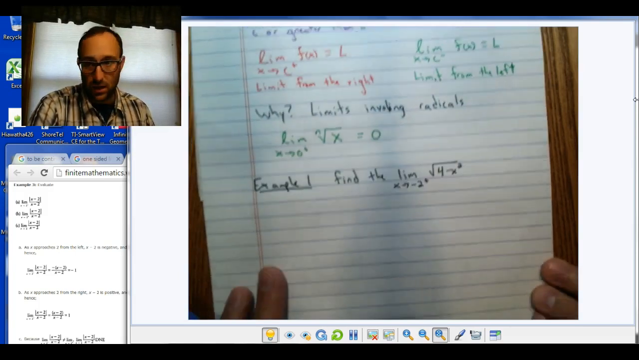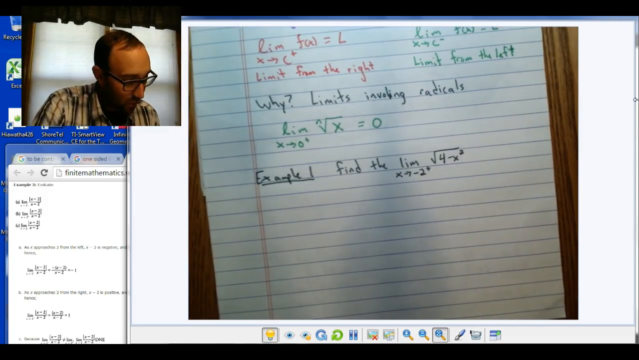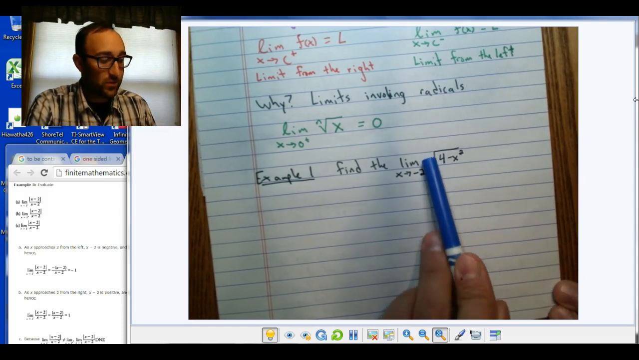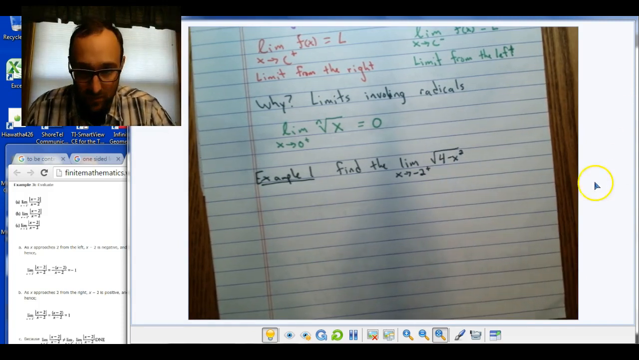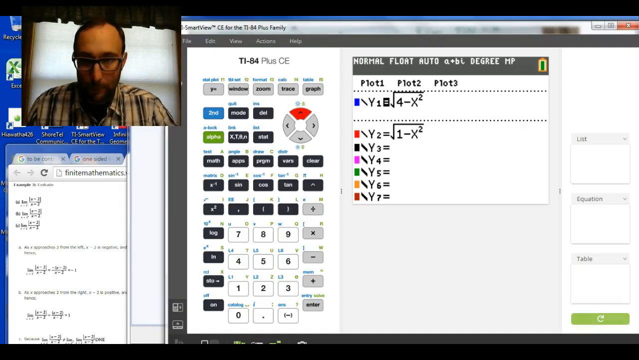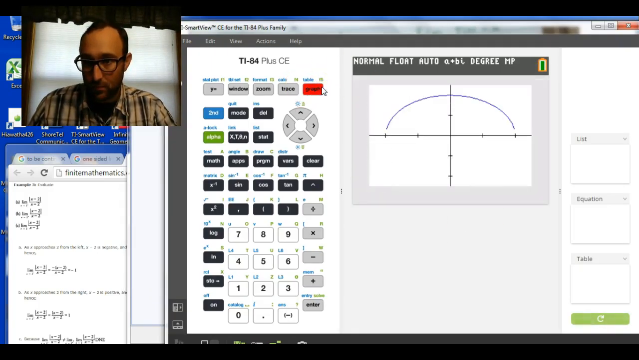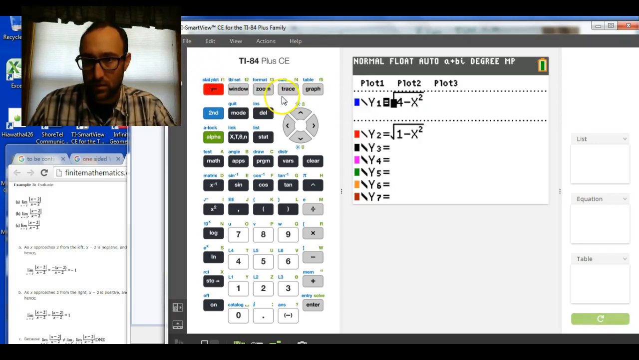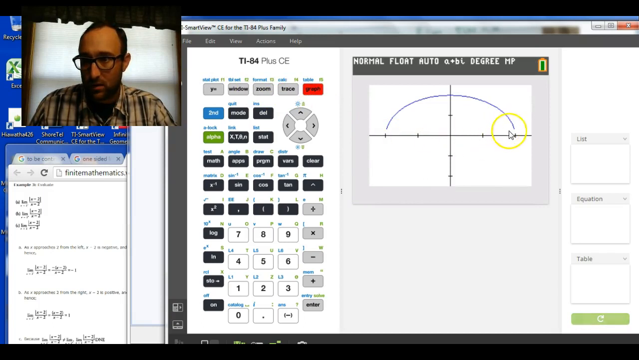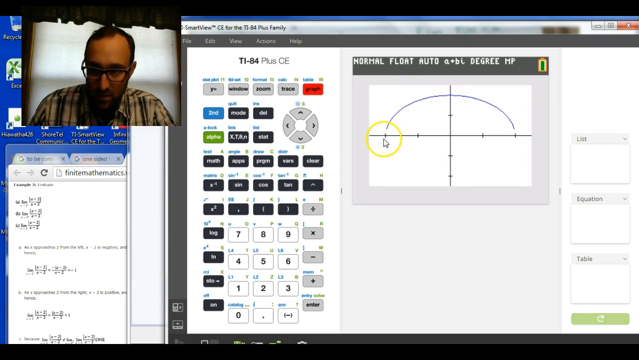Alright, so let's take a look at an example. Find the limit as x approaches negative 2 from the right side of the square root of 4 minus x squared. What I have done here is put it on the graphing calculator, and if we graph it, right there it is. Yes, it is. It looks like half a circle, even though the calculator screen is a little bit off. As we go to here, it stops because it doesn't know what to do at some of these numbers. So the calculator doesn't really help us out.